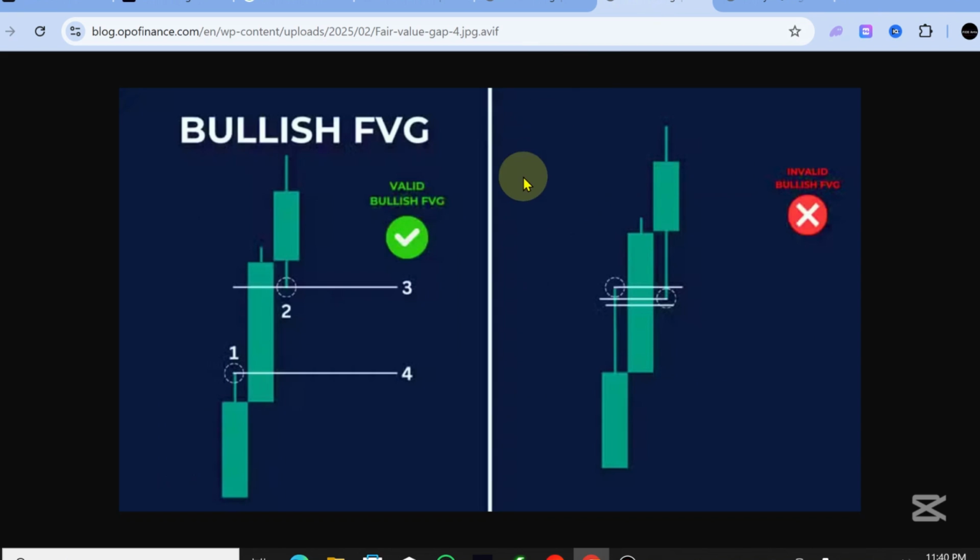Now let's go back to here. Just like I said, we need three candles. The wick of this particular candle, the first candle, and the wick of this third candle should not overlap. The space in between is what's called the fair value gap.